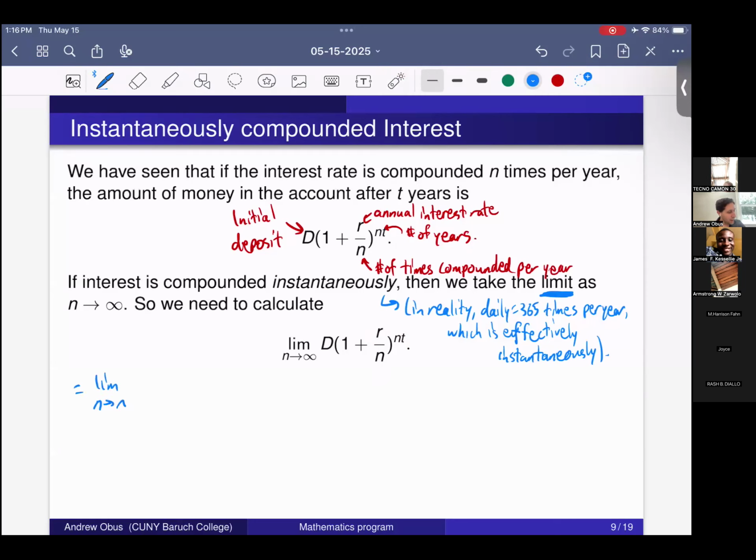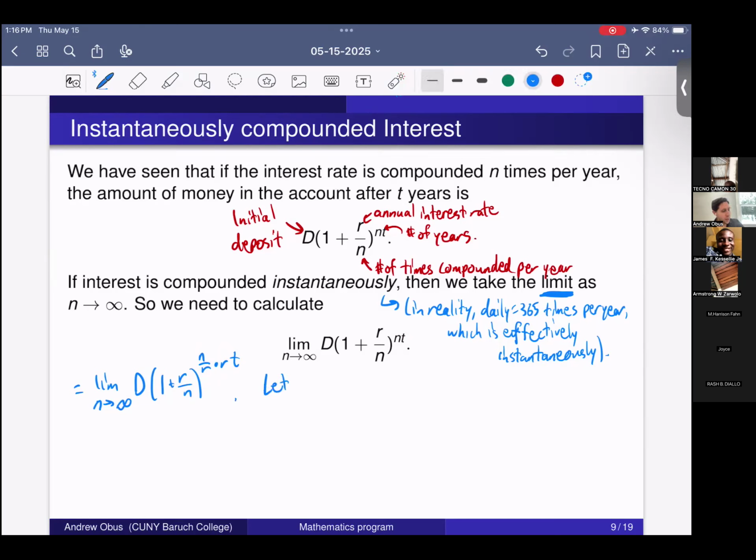This is the limit as n goes to infinity of d times, so here's what I'm going to do. I'm going to write this as 1 plus r over n, and then instead of nt, I'm going to write n over r times rt. All that I did was rewrite nt here as n over r times rt. It's the same thing as nt. I'm just rewriting it like this because we'll see. So n over r times rt.